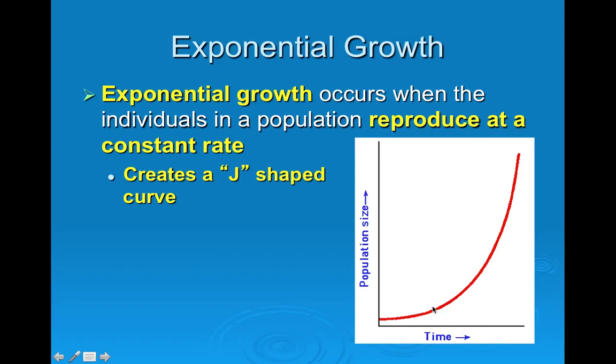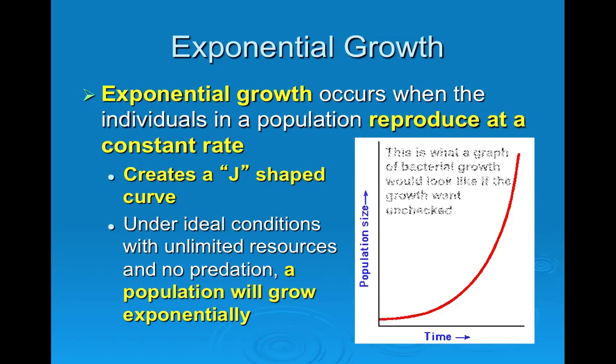So different organisms reproduce at different rates, but they're all going to create a very similar curve if they have all of their needs met and they reproduce at a very constant rate. So under ideal conditions with unlimited resources and no predation, a population will grow exponentially. And the idea is their growth is unchecked, meaning nothing is reducing their population size.